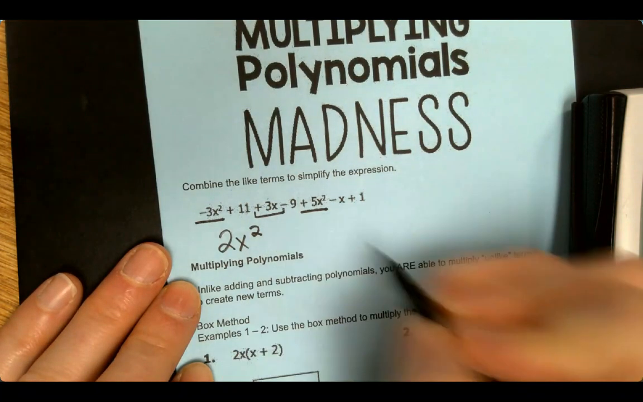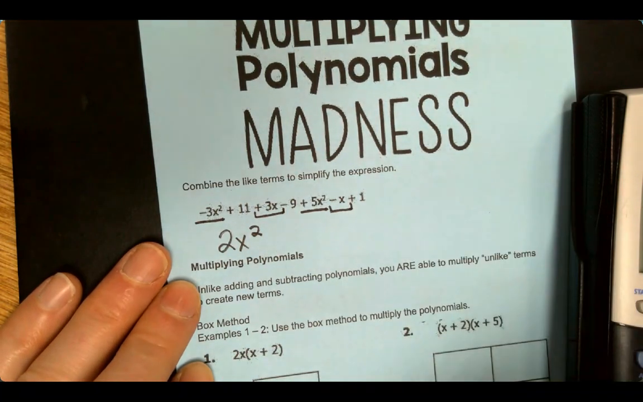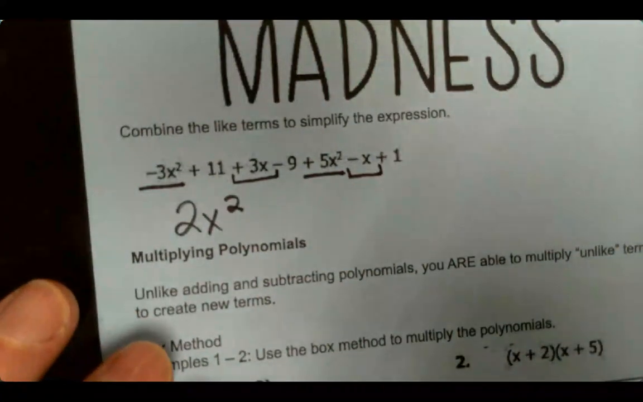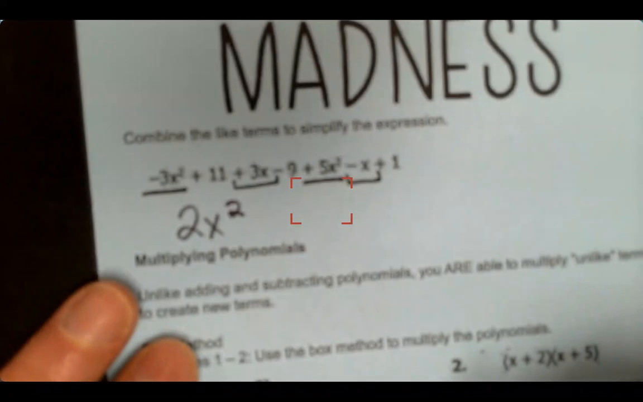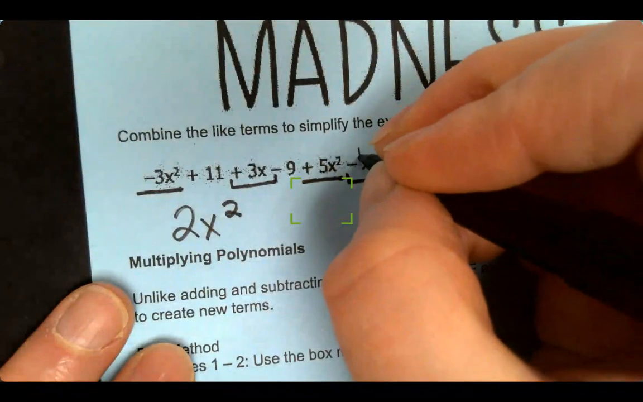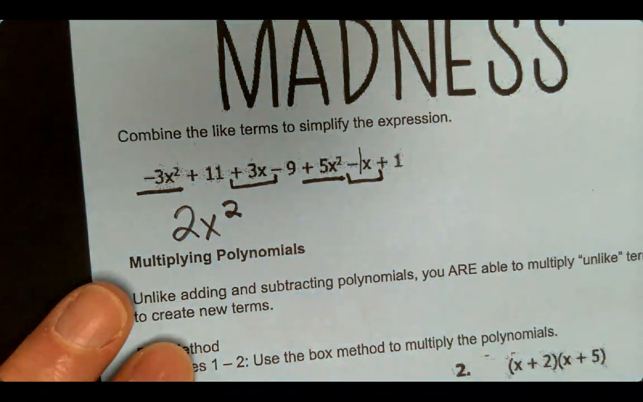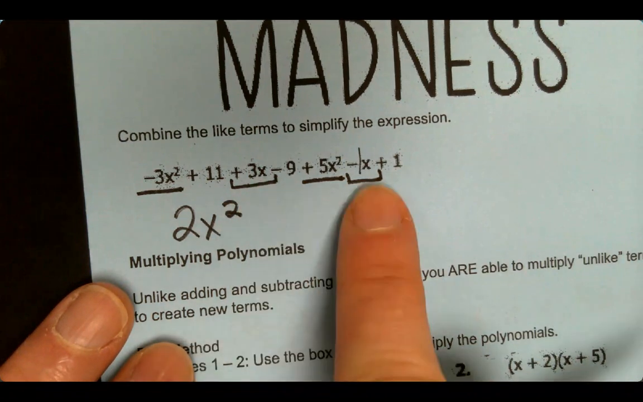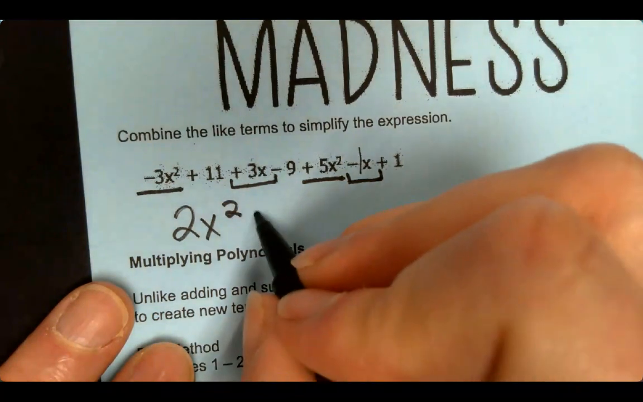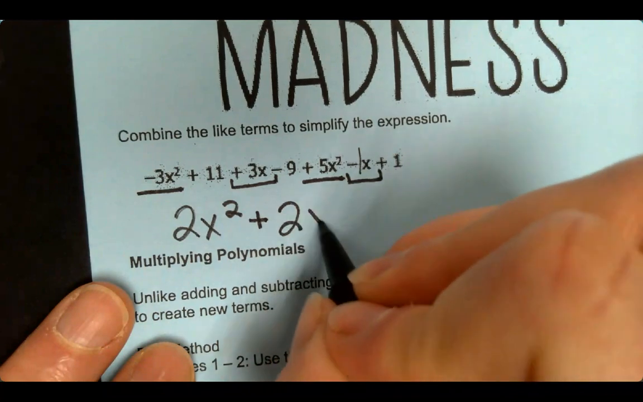So positive 3x and a negative x. When it's an x without a coefficient, that means that there's a 1 there. So that's actually negative 1x. So we have 3x minus 1x. So that's 2x, and it's positive, so we put a plus.